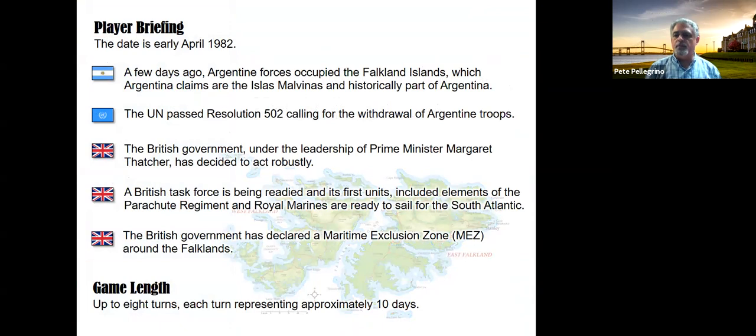So this is the player briefing. This is the entirety of the player briefing, okay? The date, so we ground them in time, it's April of 82. Argentine forces have occupied the Falklands, the UN has passed a resolution, and there are 3 actions the British government has taken at this point.